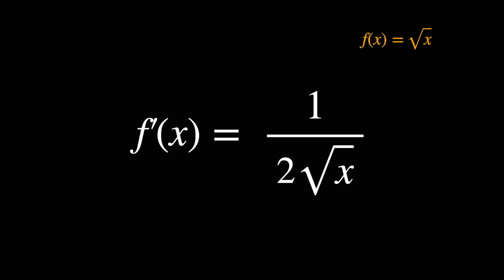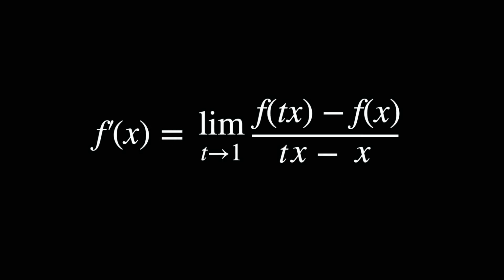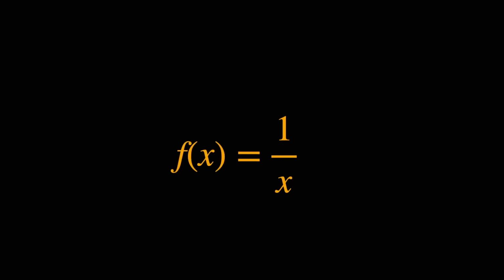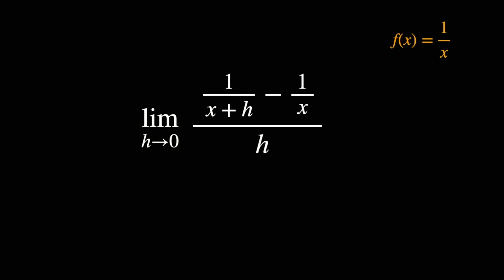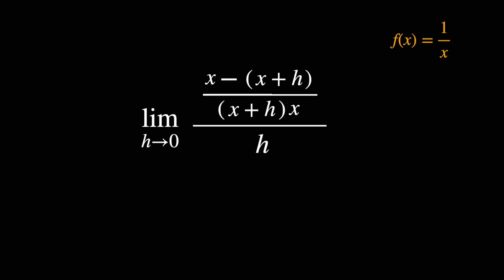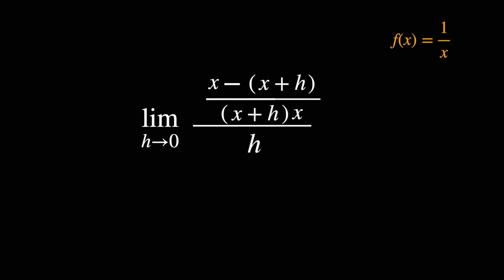Let's look at another common example. F of x equals 1 over x. Doing it the original way can be a bit cumbersome. We get a complex fraction, 1 over x plus h minus 1 over x all over h. In order to simplify this, we need to get a common denominator on top. That gives us x minus x plus h over x plus h times x, which is all over h. This needs to be cleaned up a little further. Let's put the h as a fraction on the side.